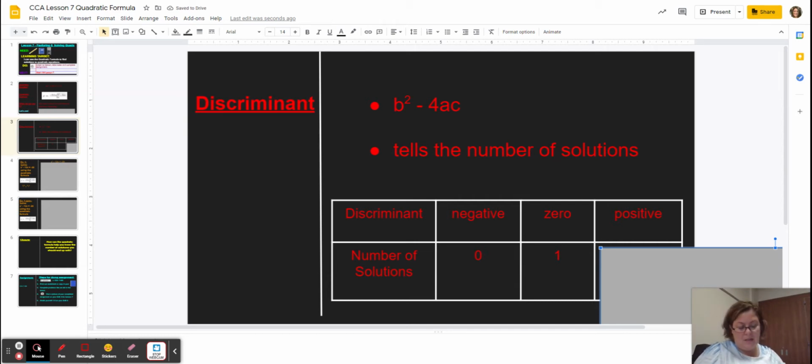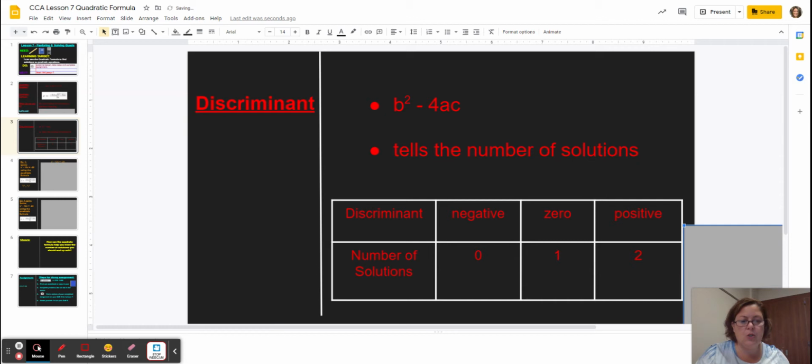If you look back at some of the problems we've done with solving by factoring, sometimes you might have seen that we got 2 answers of 3 or 5. And that's still just that one solution. And then if you end up with a positive number under that discriminant, then you will get 2 potential solutions.